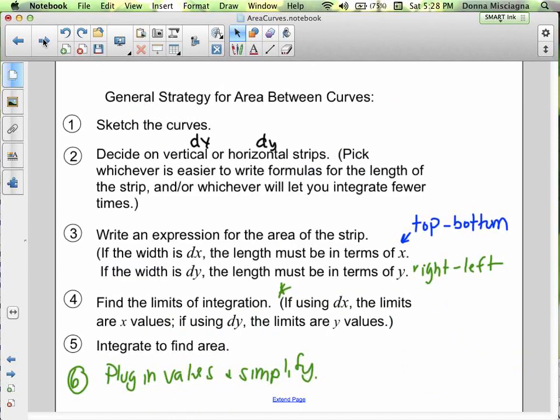So this is my last page. General strategy for area between the curves. First thing you're going to do is sketch your curves. You're going to decide on vertical or horizontal strips. Pick whichever is easiest to write formulas for the length of the strip, and or whichever will let you integrate the fewest times. I mean, for some functions, I could do it either way, x or y, but one of them will be easier. And I will not have to break it up into little pieces, right?